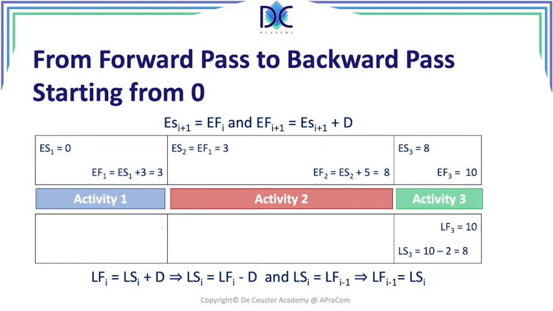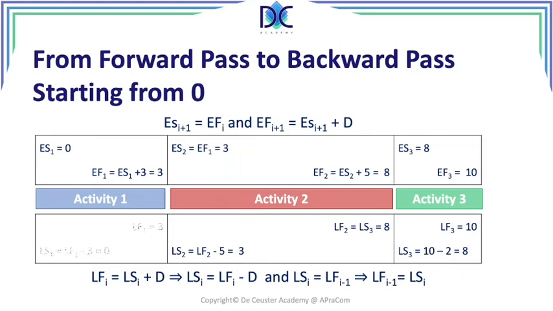So we start from a late finish of 3 equal to 10. We apply the formula. We see the late start of activity 3 is late finish minus the duration. It gives us 8. We now do the same thing for the late finish of 2, which is equal to the late start of 3, which is equal to 8. And from this we can calculate the late start of activity 2, which is equal to the late finish of 2 minus 5, which is then equal to 3.